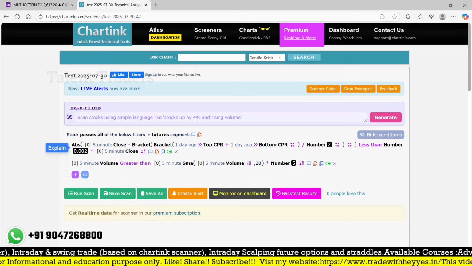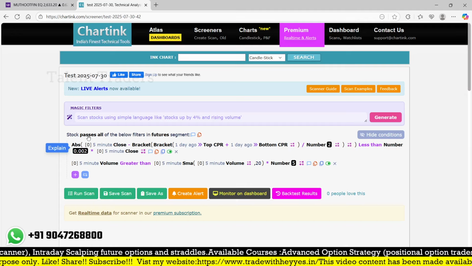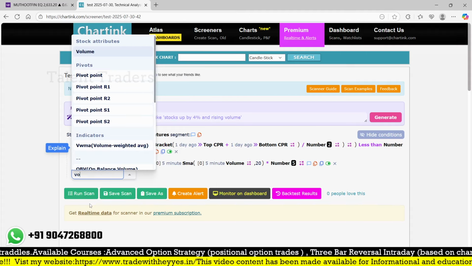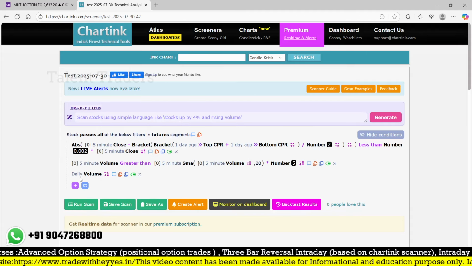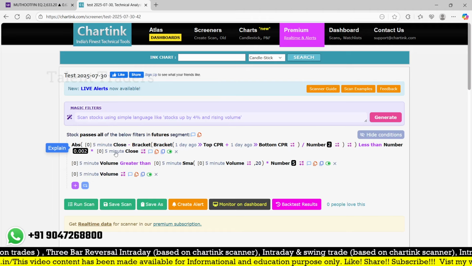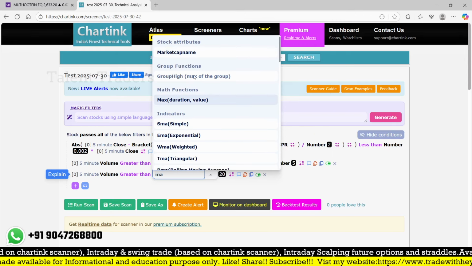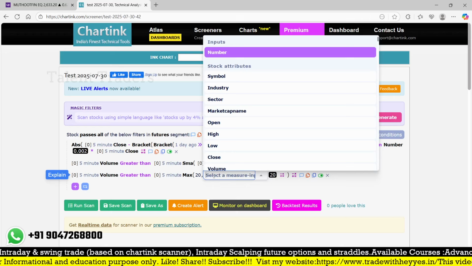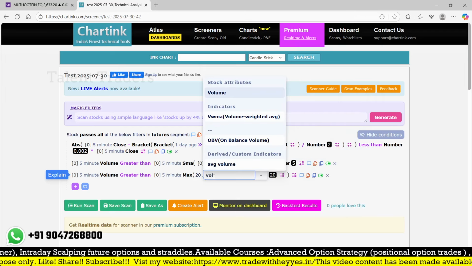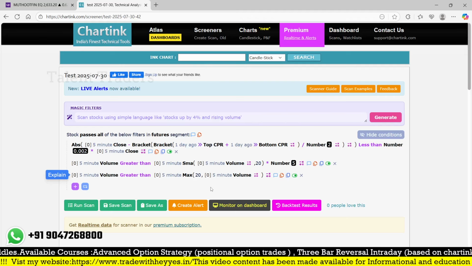And one more condition you can also create: counting the number of candles. So for example, I'm just going to add one more condition. Maybe if you want, you can also use the volume on the 5 minutes time frame. The 5 minutes volume must be greater than, use the max function. This is one more idea. So volume 5 minutes maximum, whatever the number of candles.